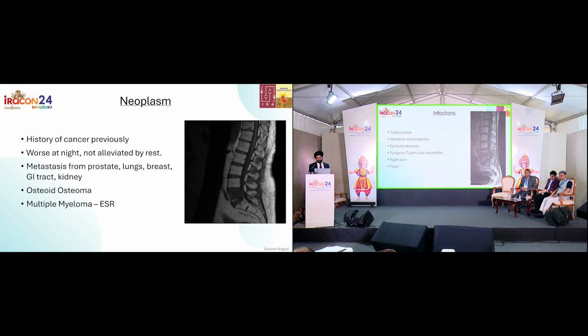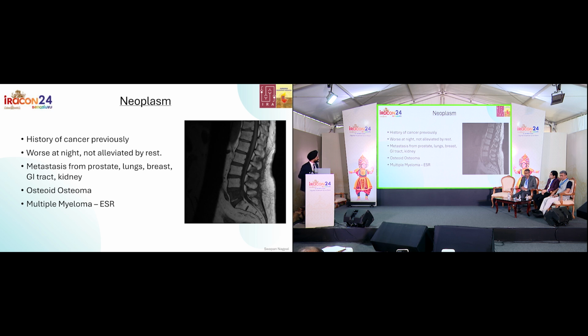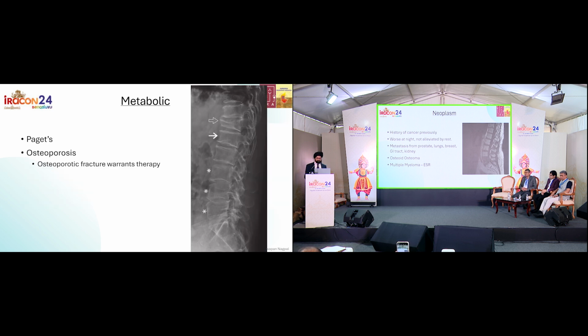Just some images. These are infections. For example, this is tuberculosis of the spine. Other infections like vertebral osteomyelitis and epidural abscesses can cause it. This is a prostate malignancy that has metastasized to the spine, and most of the time you will see that the patient has pain which is worse at night. It is not alleviated by rest. When you have a patient with backache, weight loss, anemia, please think of multiple myeloma. Order an ESR. If the ESR is very high, please get an X-ray or an MRI done. Metabolic diseases like Paget's and osteoporosis. So this is the typical wedge fracture that we've seen in our OPDs day in and day out.